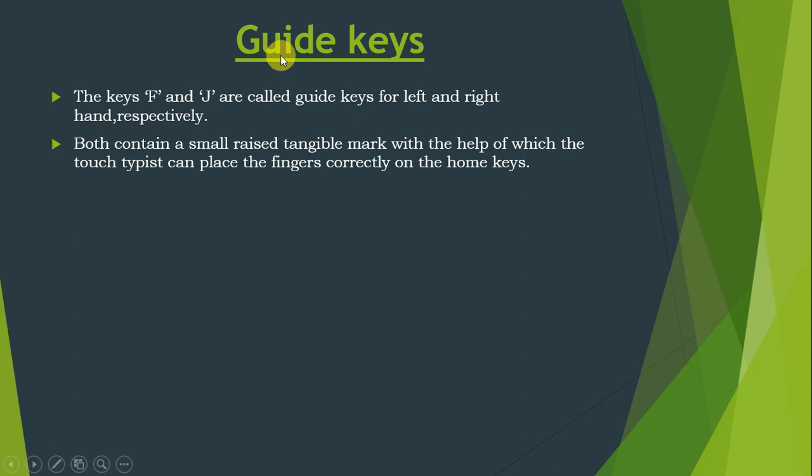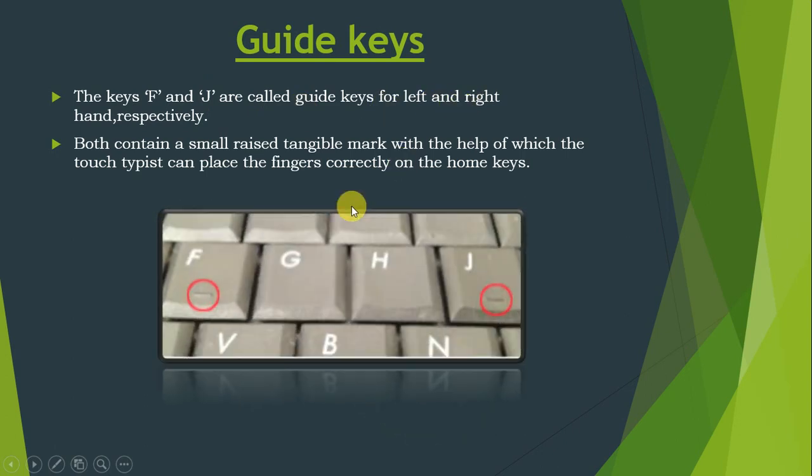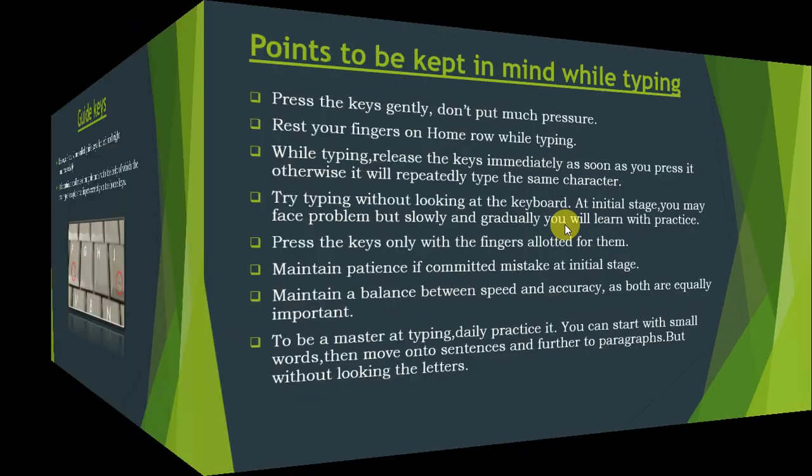Next is guide keys. The keys F and J are the guide keys for the left and right hand respectively. The F key is for the left hand and the J key is for the right hand. We have learnt about the home keys A, S, D, F and J, K, L, semicolon. So for the left hand the first key is F, for the right hand the first key is J. You can see below the J and F keys there is a tangible mark with the help of which you can place the fingers correctly on the home keys. So F and J are the guide keys.